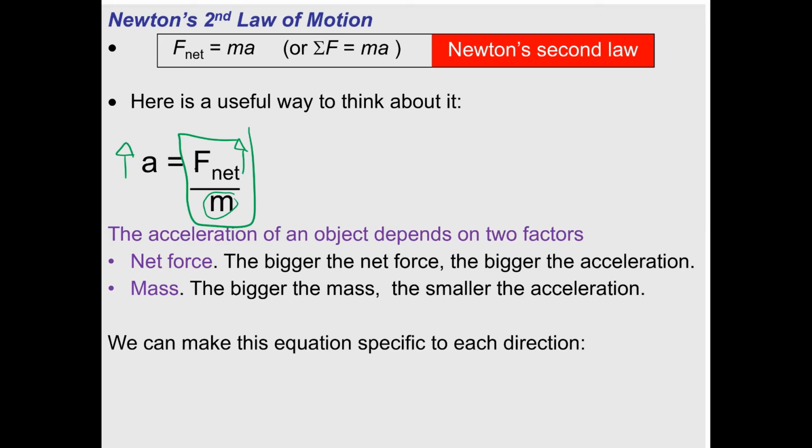And again, we can make this equation, the one you see up there, specific to each direction. So I can say net force in the x direction equals mass times acceleration in the x direction. I can also say the net force in the y direction equals the mass times the acceleration in the y direction. And you will want to do that. In fact, you're going to do that here in a little bit.